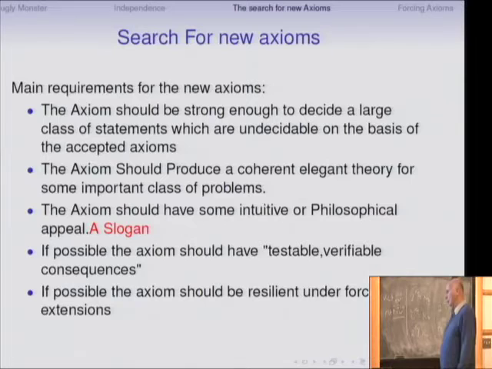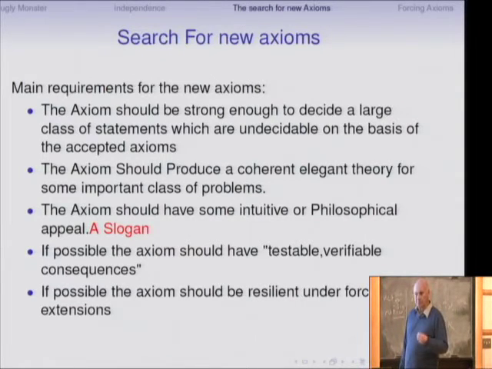Now, the last one is a little bit more technical. The standard way in which you show independence is by forcing. You start from a universe of set theory, you do a forcing construction, and you get a universe whose properties are different, which satisfies different things. Now, the best is if the axiom is resilient under forcing extensions, namely, that if you have the axiom, you don't lose it by forcing. For instance, consider Gödel's V equals L statement. V equals L is very non-resilient, namely, any kind of forcing construction would kill the fact that the universe is Gödel's universe.